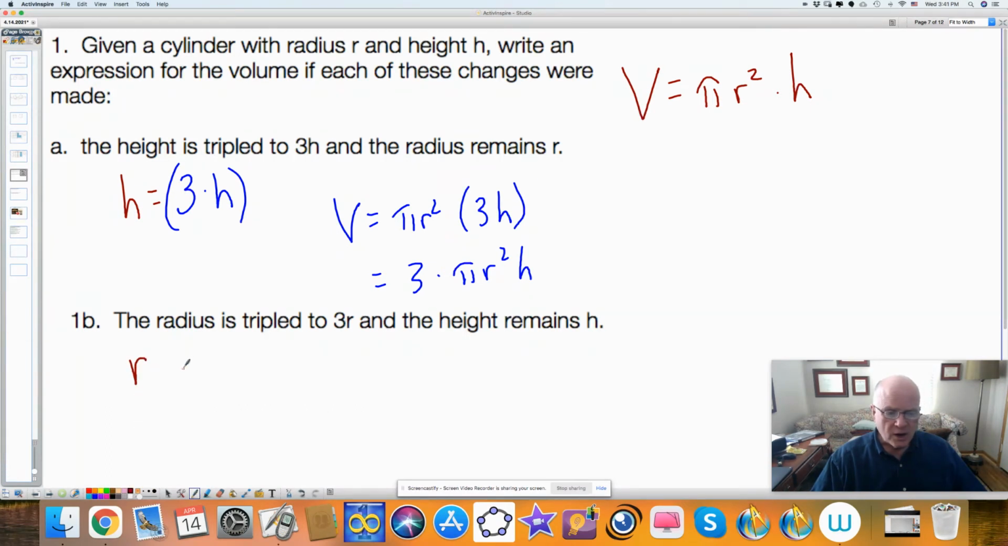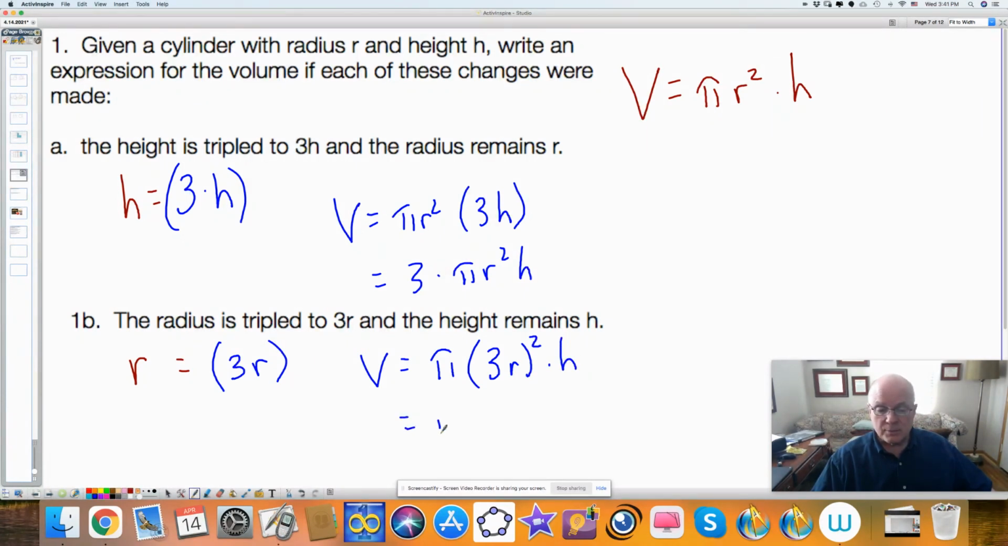Every time I see r, I'm going to substitute in the value of 3 times the radius. I'll do this in blue so you can see the difference. Well, my volume is equal to pi times 3 times the radius squared times the height. This is pi. 3 squared is 9 times r squared times h, which is 9 times pi r squared. It's 9 times my original volume.